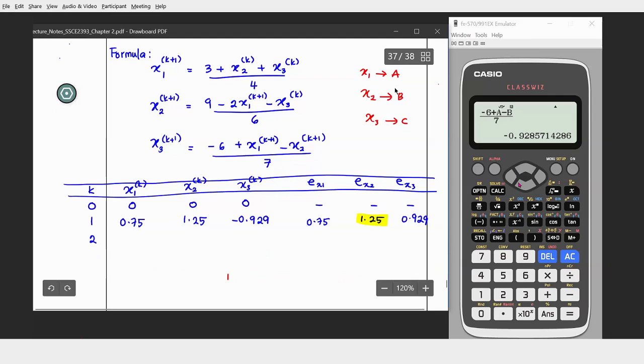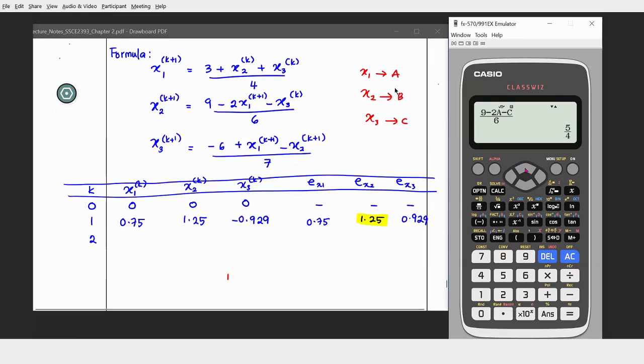So you are recalling for the first formula x1, not this one. This one, okay. So put the calculate and press the calculate button. Okay, so what is your B? B is 1.25. Okay, you don't have the current B yet. You don't have the current x2 yet. So it should be taken from the previous one. 1.25 here equals, okay, how about the C? C is also from the previous one, which is negative 0.929.